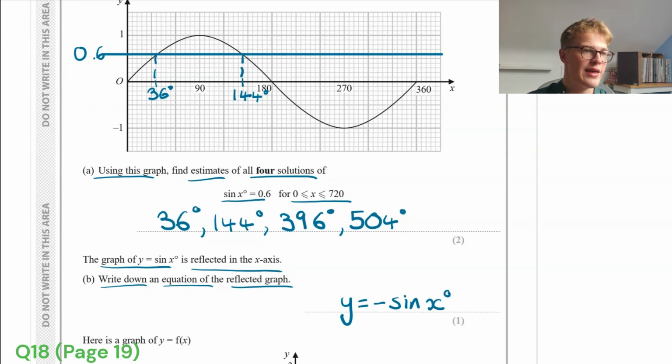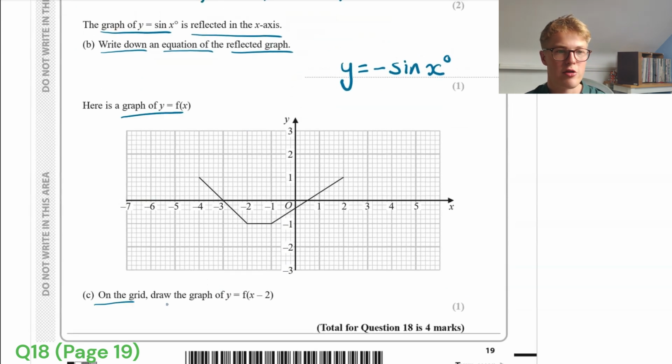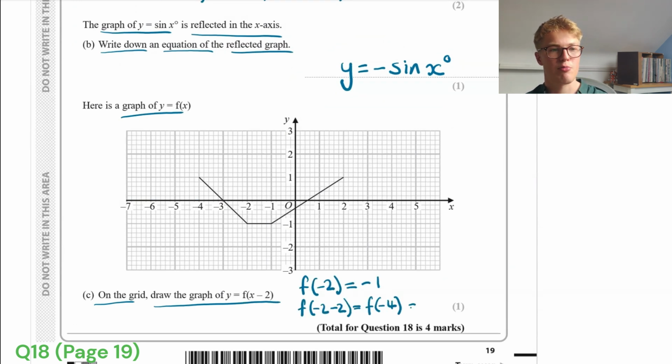Here is a graph of y equals f(x). On the grid, draw the graph of y equals f(x minus 2). So if we want to know what we're doing, it's a translation of 2 to the right, but if you want to double check, you do f of minus 2 equals minus 1.